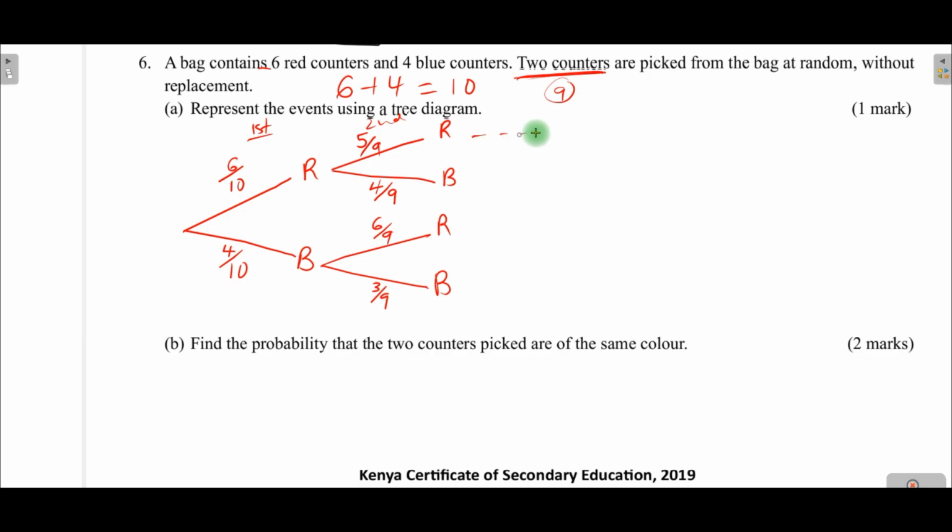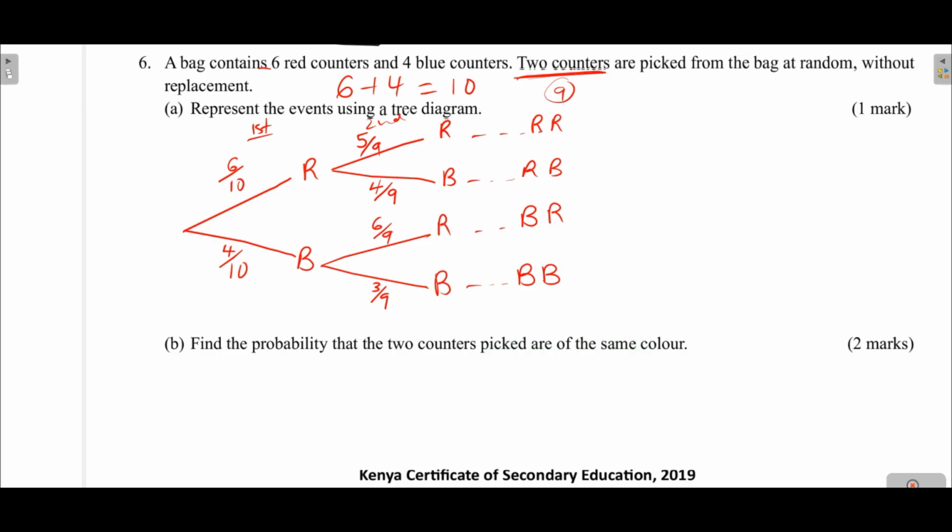And therefore, the probability space: in this case, a red and a red was picked. In this case, a red and a blue was picked. In this case here, blue was picked, then red, and the other case is a blue was picked, then blue again. Now, that is the tree diagram for the probability space. Then find the probability that the 2 counters picked are of the same color.